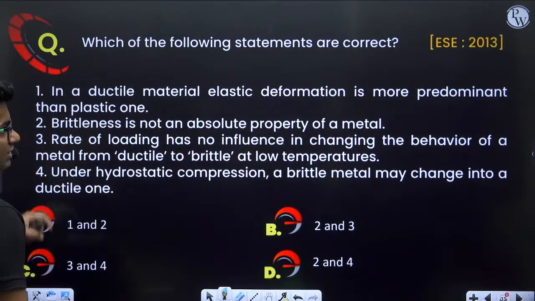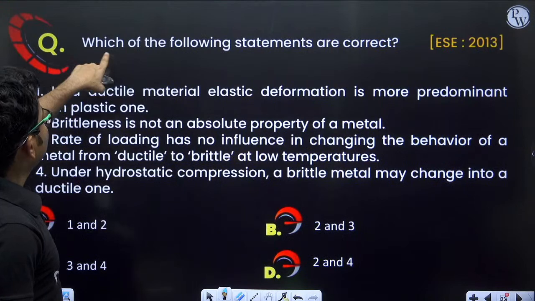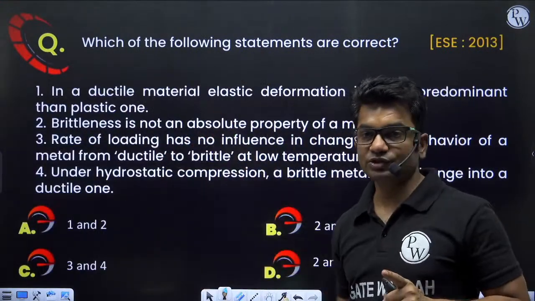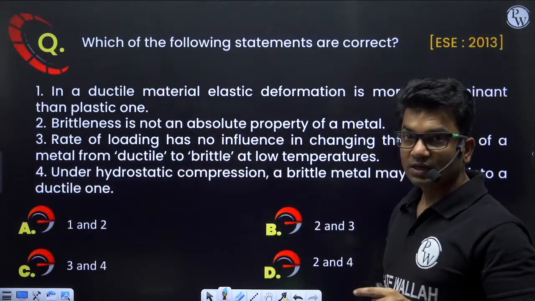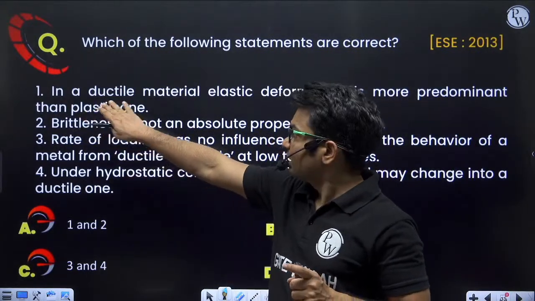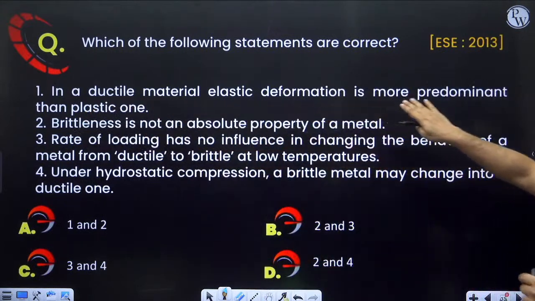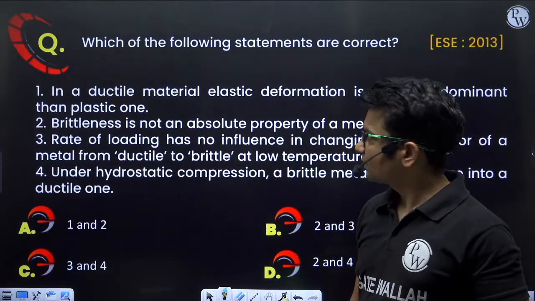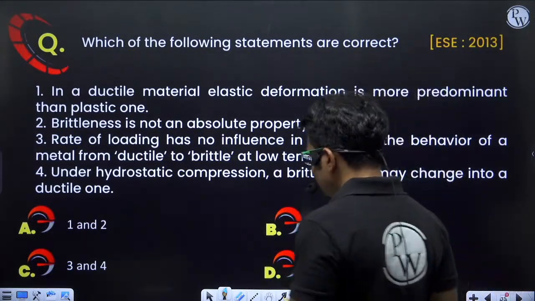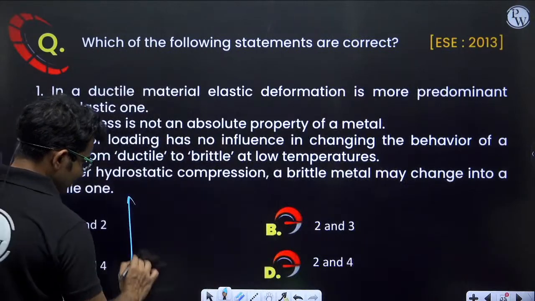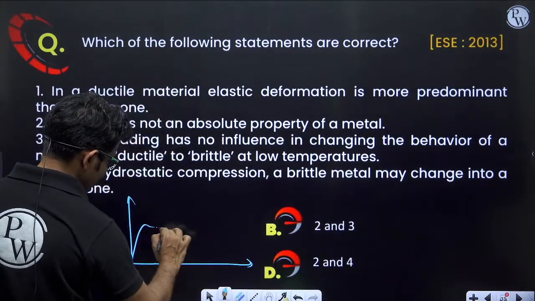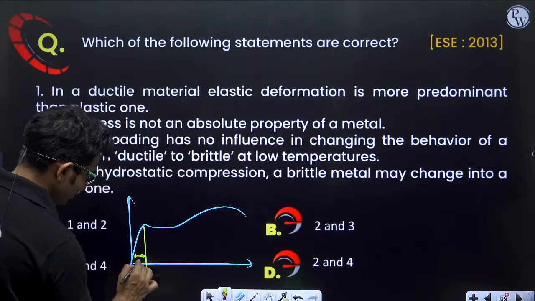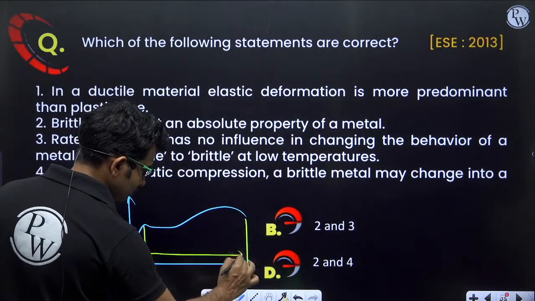Similar questions are there. Now, which of the following statements are correct? So ESE 2013, this was a very good theoretical question. Okay, multiple statement question. Listen carefully, see carefully. In a ductile material, elastic deformation is more predominant than plastic one. Is it correct? What do we mean by ductile material? In ductile material, plastic deformation is much higher than elastic deformation. Yes or no? Elastic deformation range is this much only. This is elastic deformation range, and plastic deformation range is this much.